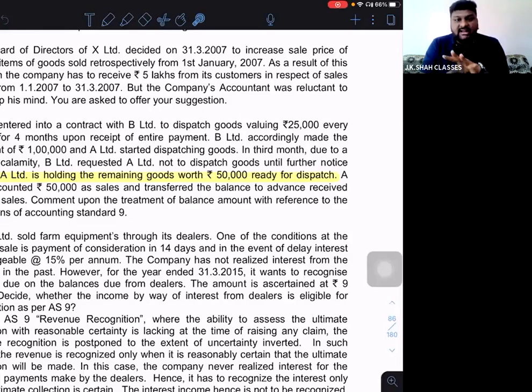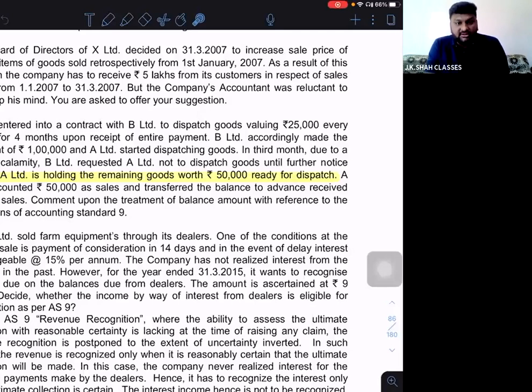And AS 9 says that a revenue should be recorded if certain at the time of raising the claim. So when you raise the claim of 5 lakh from your customers, and if you are certain about the ultimate collection, go on and record the sale of 5 lakh. Additional revenue of 5 lakh you record. But sir, if at the time of raising the claim, your customers are not willing to pay you, they said, no sir, we will think about it. How can you raise a claim? We will not pay. In that case, you are uncertain. Please postpone the revenue.